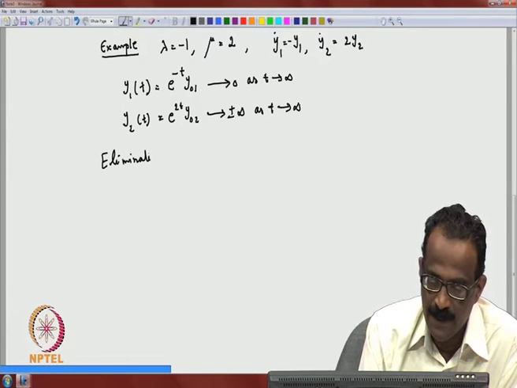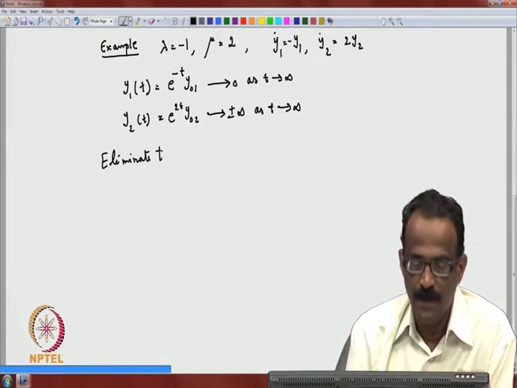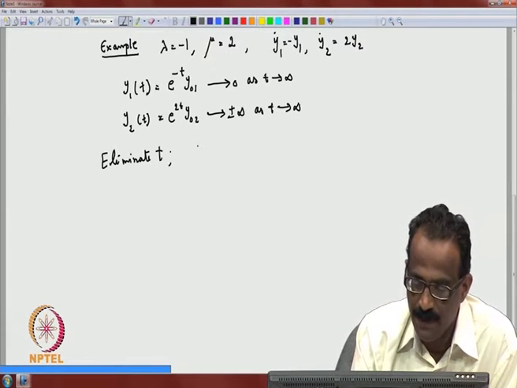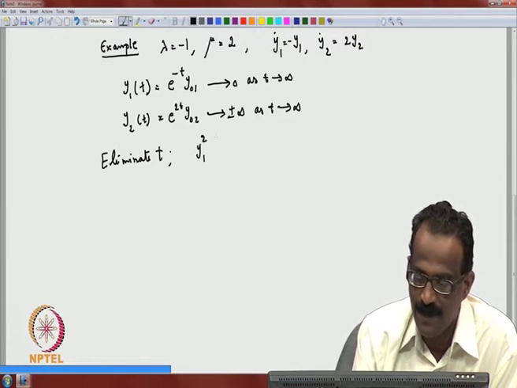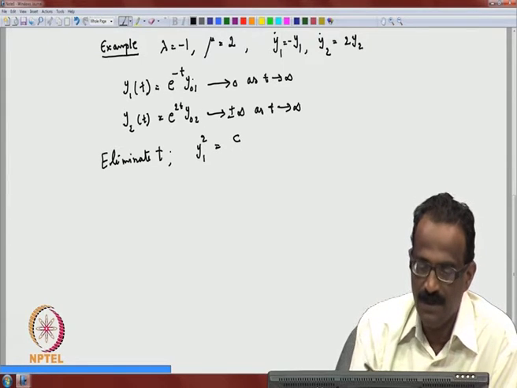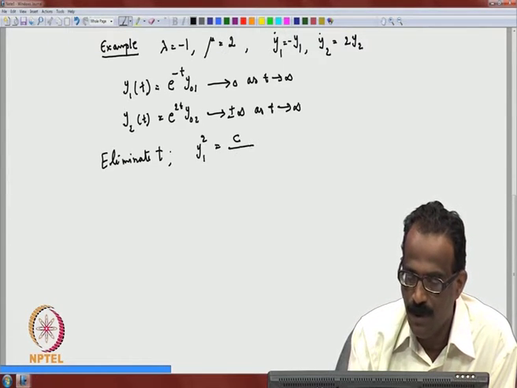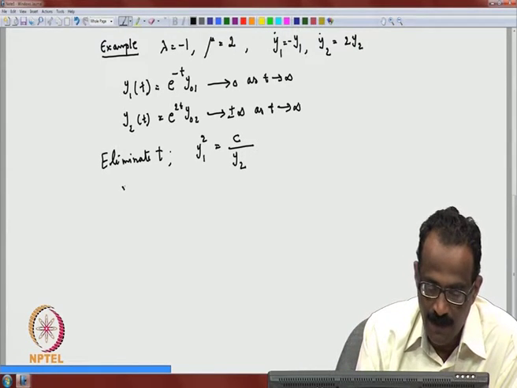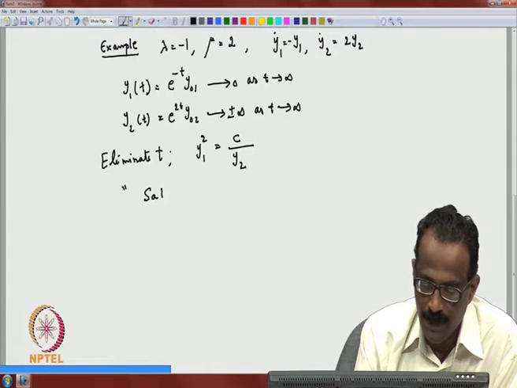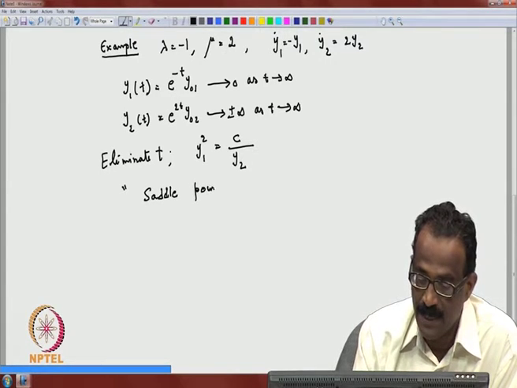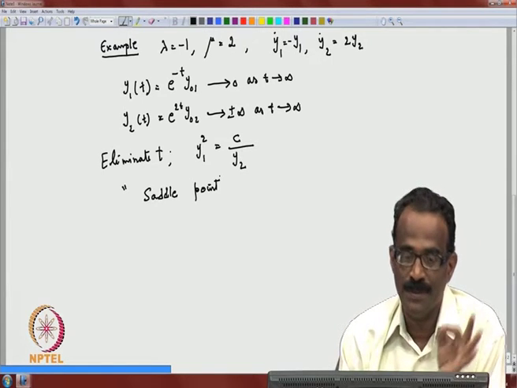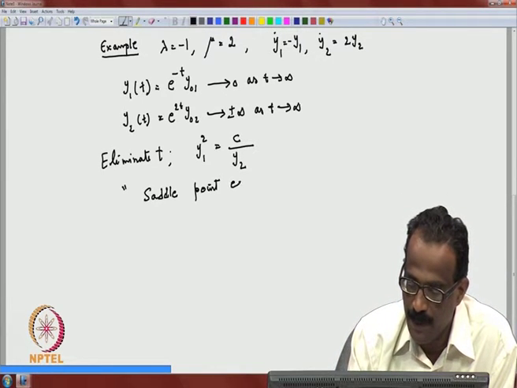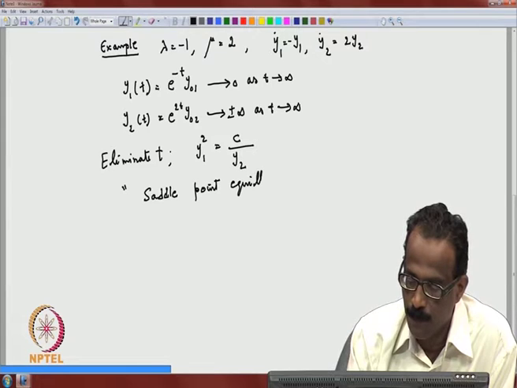Eliminate t, and you square it, you will get y1 square is equal to some constant, with y naught 1 by y naught 2, constant into y 2. So, this is called the saddle point equilibrium, which is an unstable equilibrium. A saddle point equilibrium is always unstable.